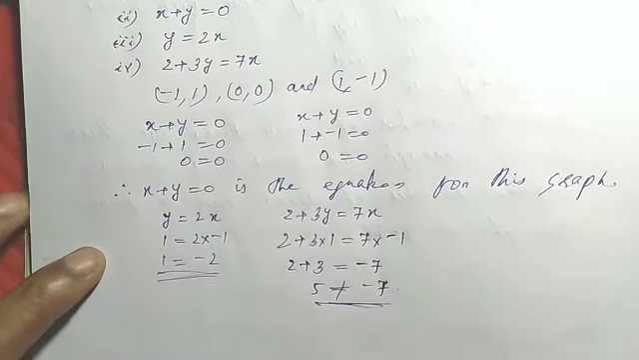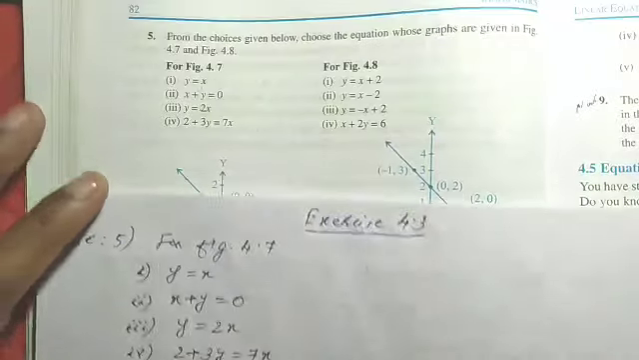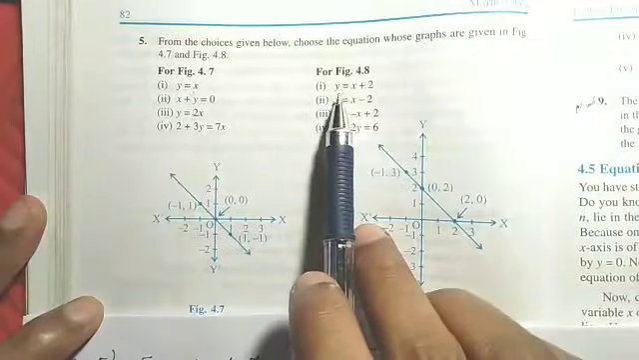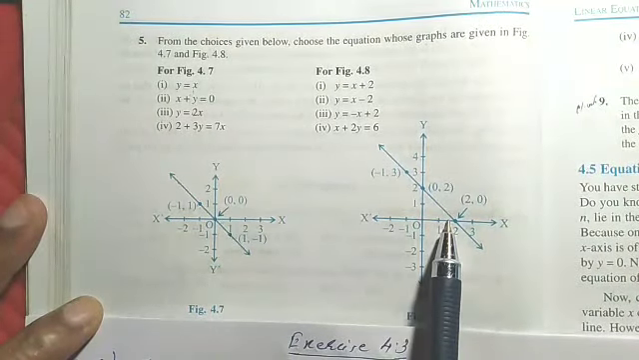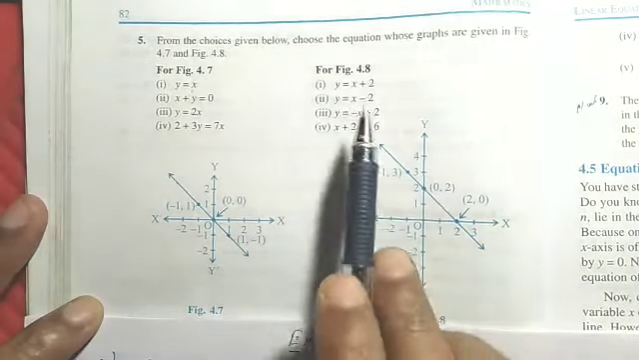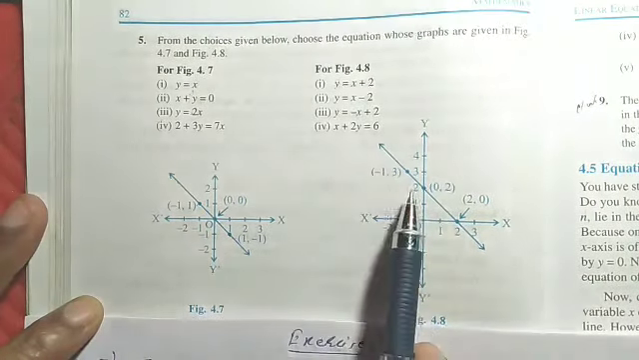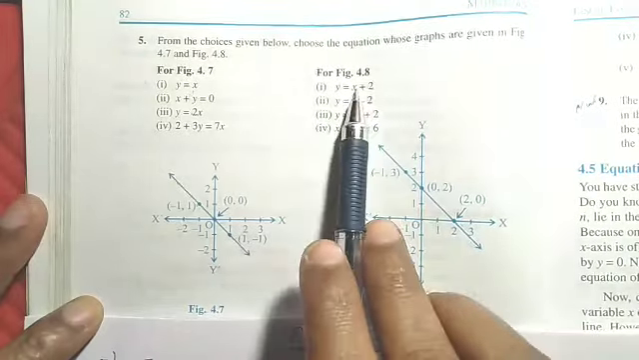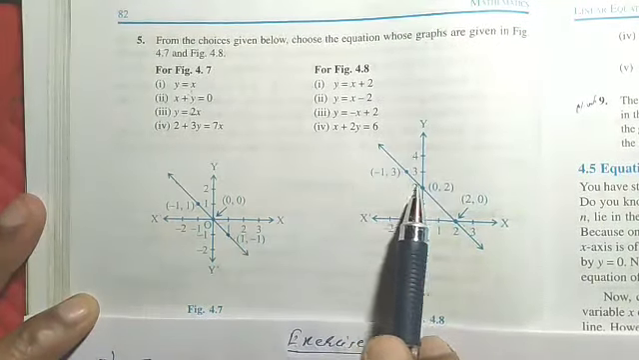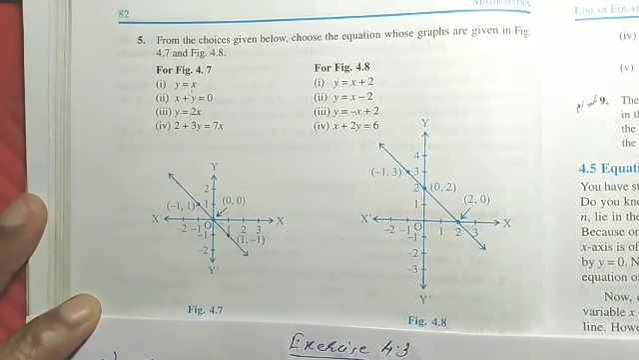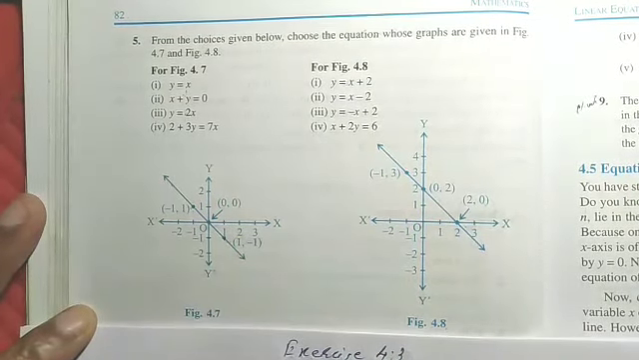Now in question number 5, the second question, you do it by yourself. That is figure number 4.8. Here 3 solutions are given. Substitute these 3 solutions in the equations. If the solutions satisfy an equation, then that equation is the equation for this line. The remaining questions we will do in the next video.